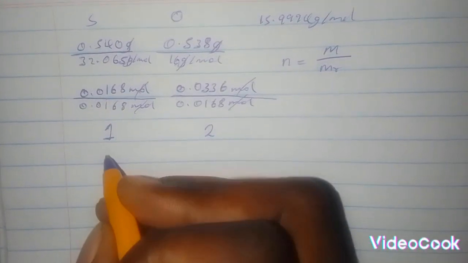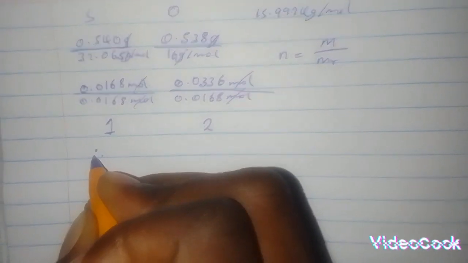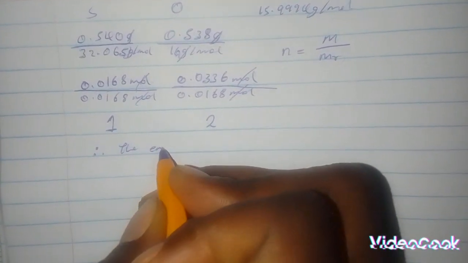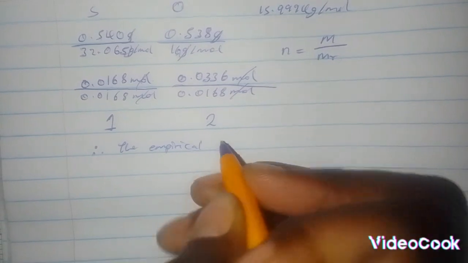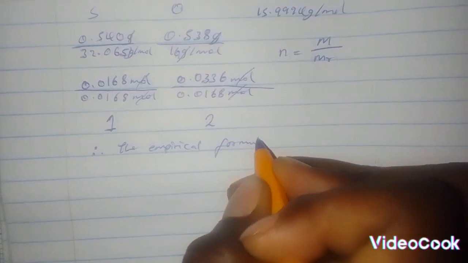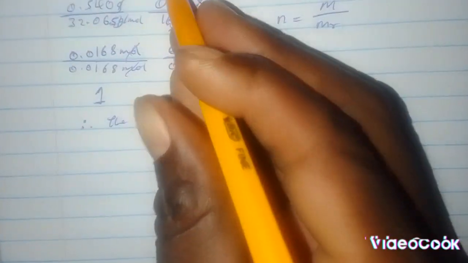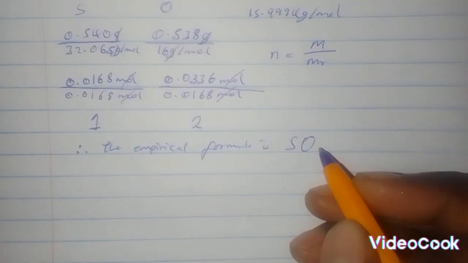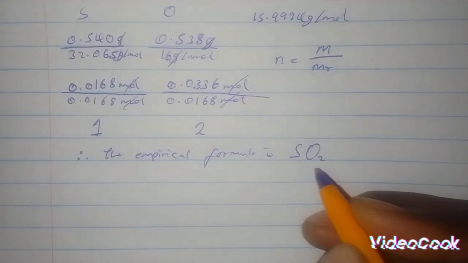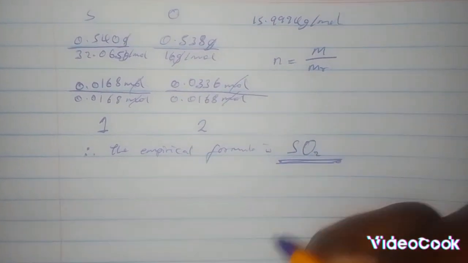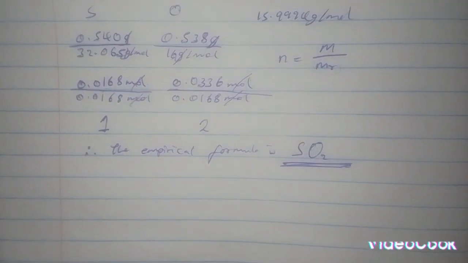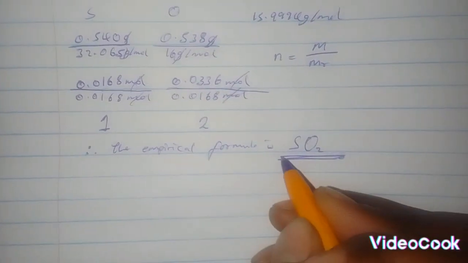Therefore, the empirical formula is S, which is 1, O, which is 2 there. So this was the empirical formula. We're done with question number 1. Okay, so we come to question number 2.